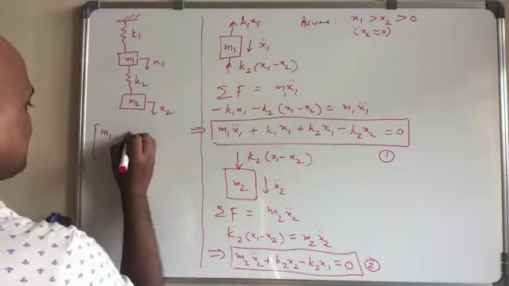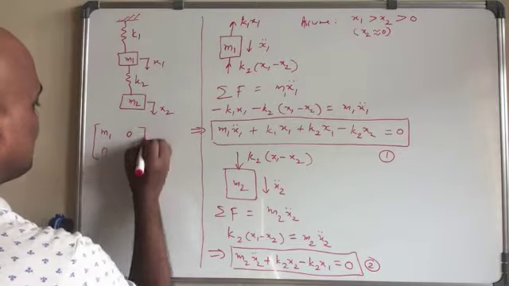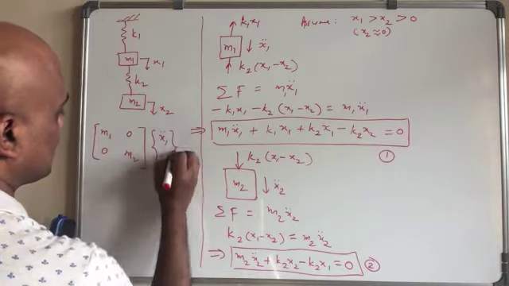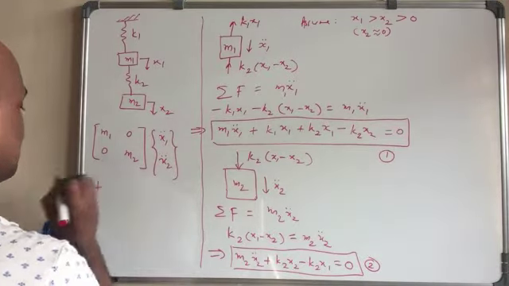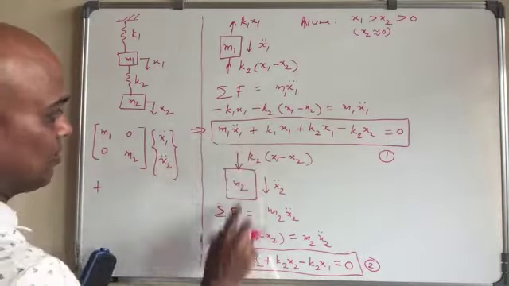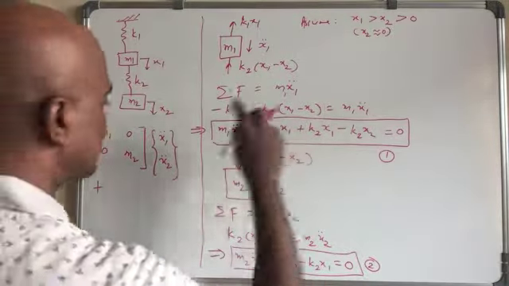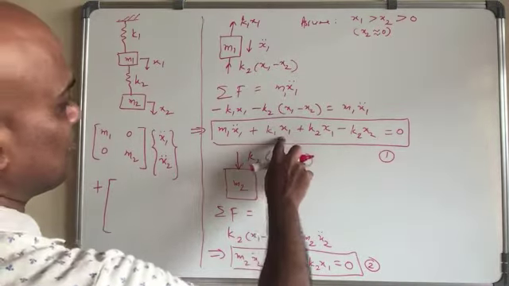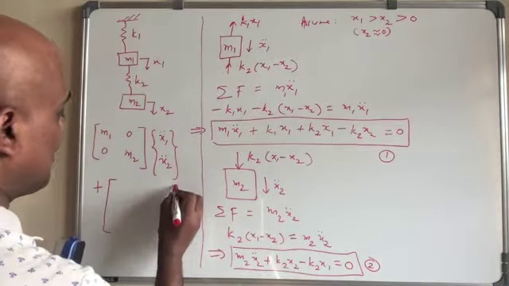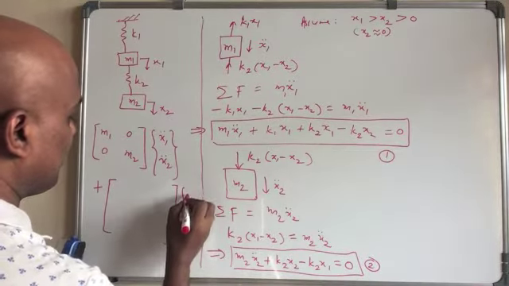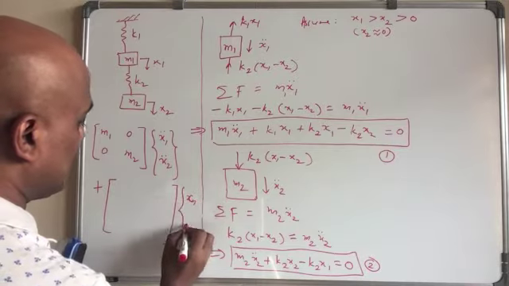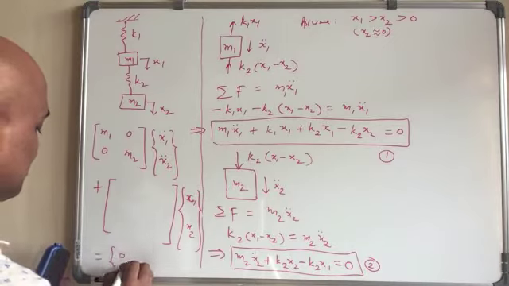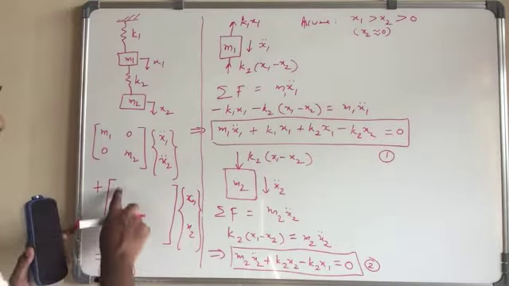So M1 0 0 M2 and we have x1 double dot x2 double dot, okay, plus. So we got M1 and M2 covered here. Now next, we have this mass matrix, then a stiffness matrix will come into the picture. So we have something here and we will have x1 here and x2 here like this. Okay, will be equal to 0 0. So that's what we are going to write. What will be the value here?